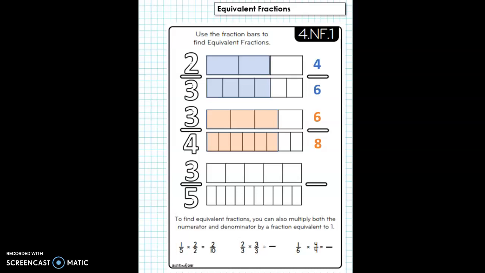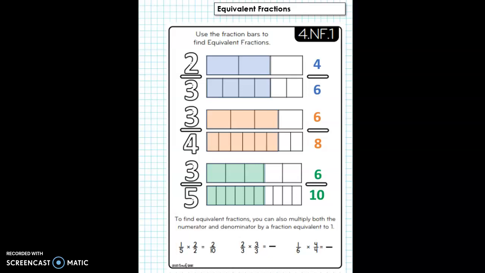Our last example is the bar is split into 5 pieces because our denominator is a 5. We are coloring 3 of those pieces in. We're again using a multiplier of 2, so 5 times 2 is 10. Splitting every piece in half gives me 10 pieces in my new bar. Coloring in an equal amount then gives me 6 pieces, or 3 times 2 is 6.